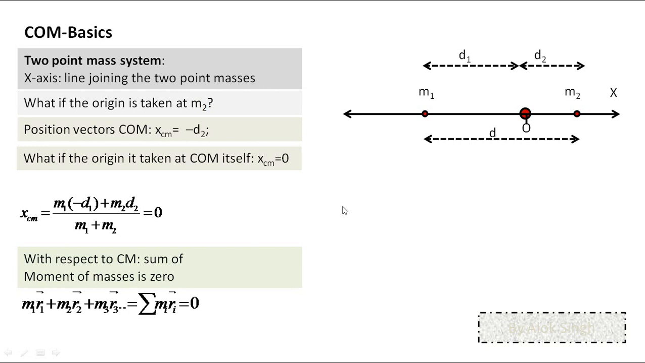So center of mass is a unique and special point such that the moment of all masses about that point is equal to 0. In vector form, this is how we can express it: summation of mi ri has to be equal to 0. That's another important property of center of mass.